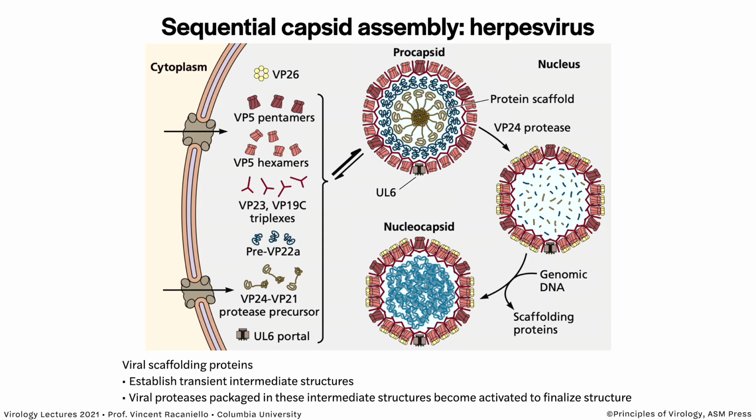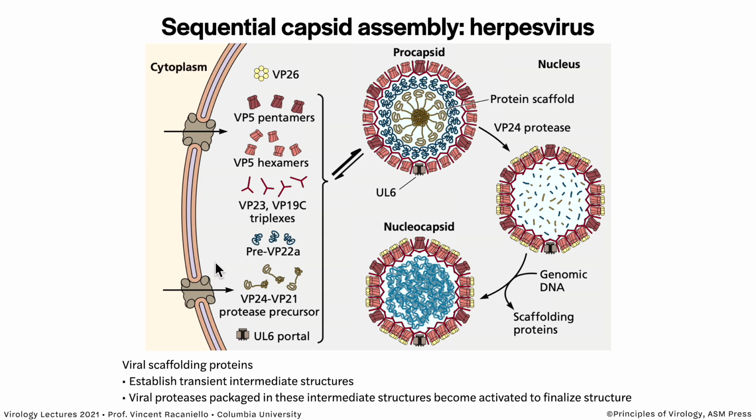Another example of sequential capsid assembly, which illustrates a different principle entirely, is herpesvirus. Of course, this is a DNA virus, where the DNA replicates in the nucleus and the capsid is assembled in the nucleus. Eventually, it will acquire an envelope elsewhere, as you will see. But here's what happens in the nucleus. So here we're in the nucleus in this picture.